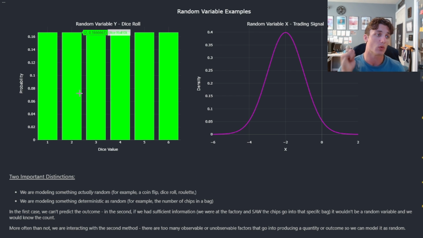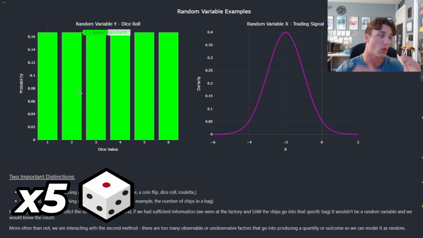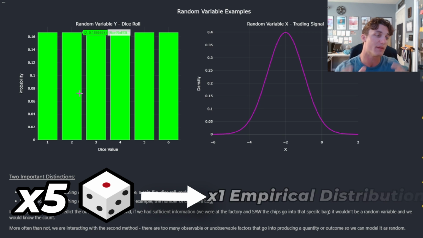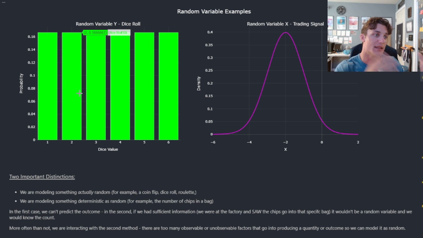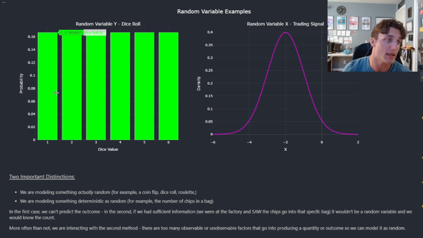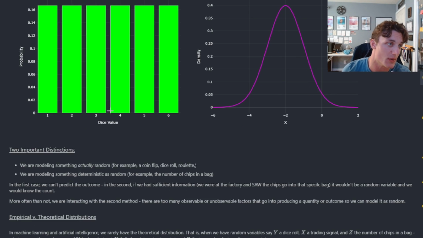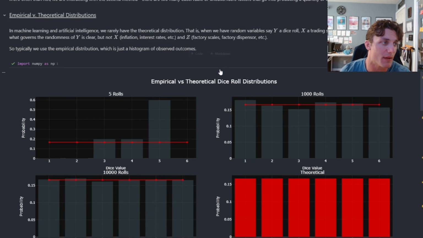If I was to roll 5 dice and record all of the outcomes, then that would be one instance of an empirical distribution. If I did it with 1,000 dice, then I get a different empirical distribution, and so on and so forth. Now, we hope, and in some cases, the empirical distribution will converge to the theoretical distribution. And if this is the case, then we can make informed decisions about the randomness. So I have a very simple example of this here.